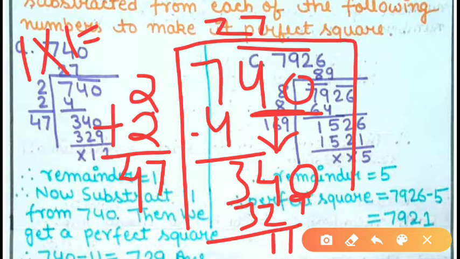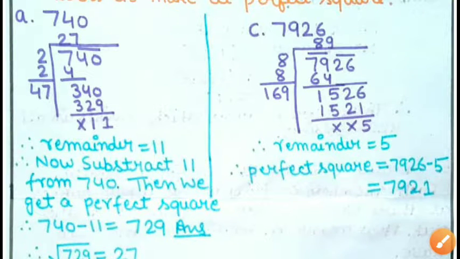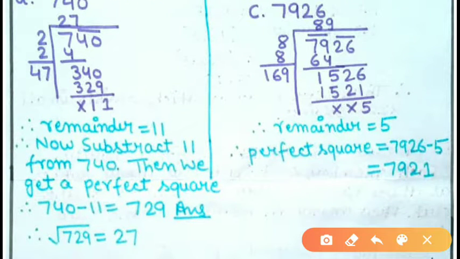In our previous exercise you have seen that whenever you solve a number by the long division method you will get a remainder 0, but here you are getting a remainder 11. That means if you are getting a remainder, the number is not a perfect square. 740 is not a perfect square because 740 is leaving a remainder. That means for being a perfect square number you require the remainder as 0. So you want this remainder as 0. How will you make this remainder 0?